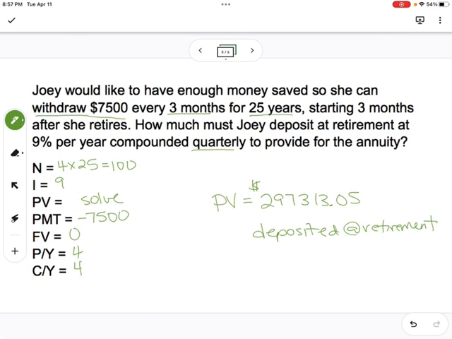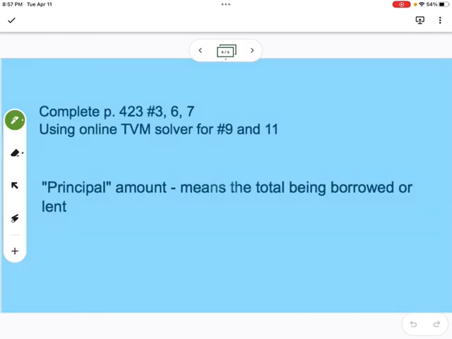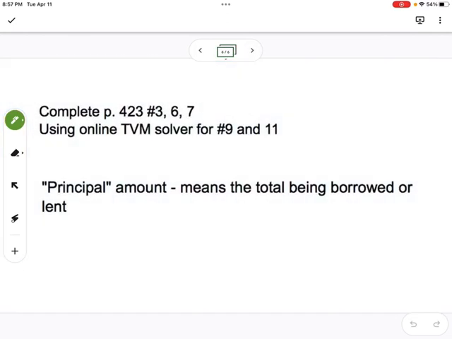Okay. So using that new formula as well as the TVM solver, you're going to answer these questions here. Please let me know if you have any questions.